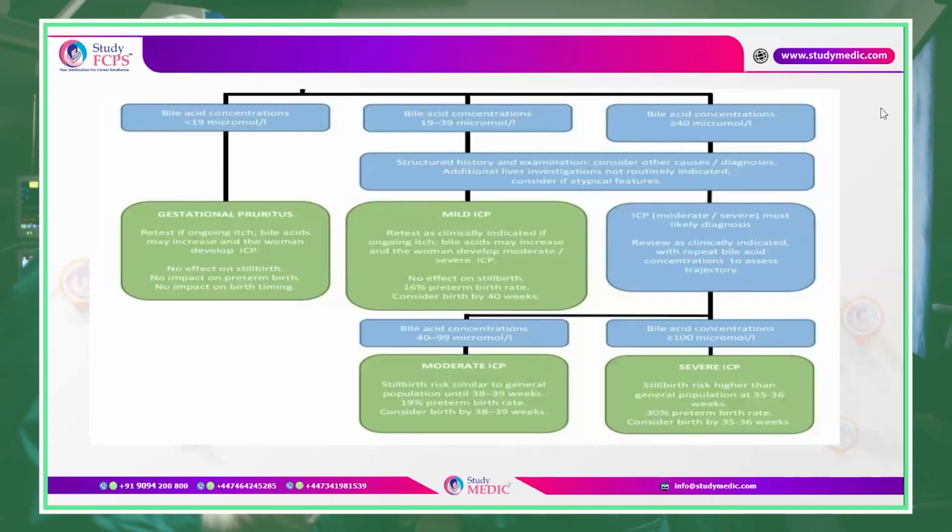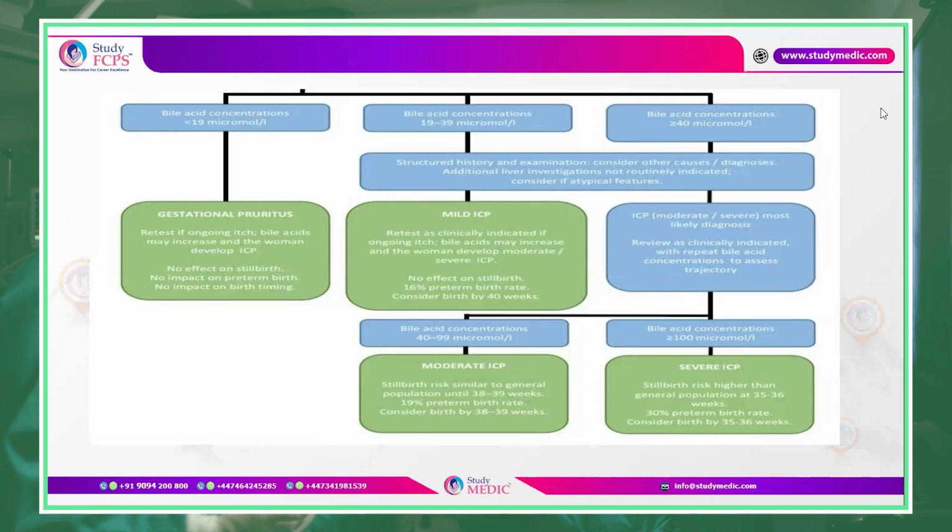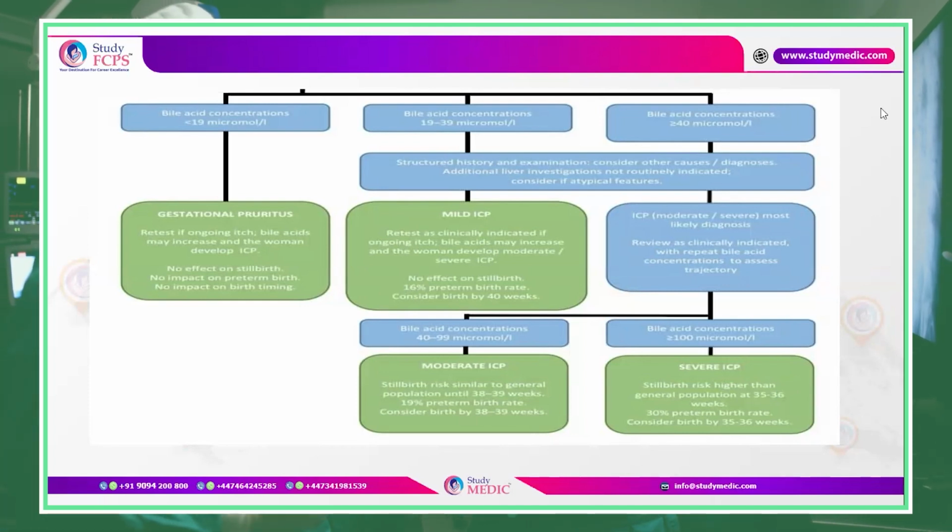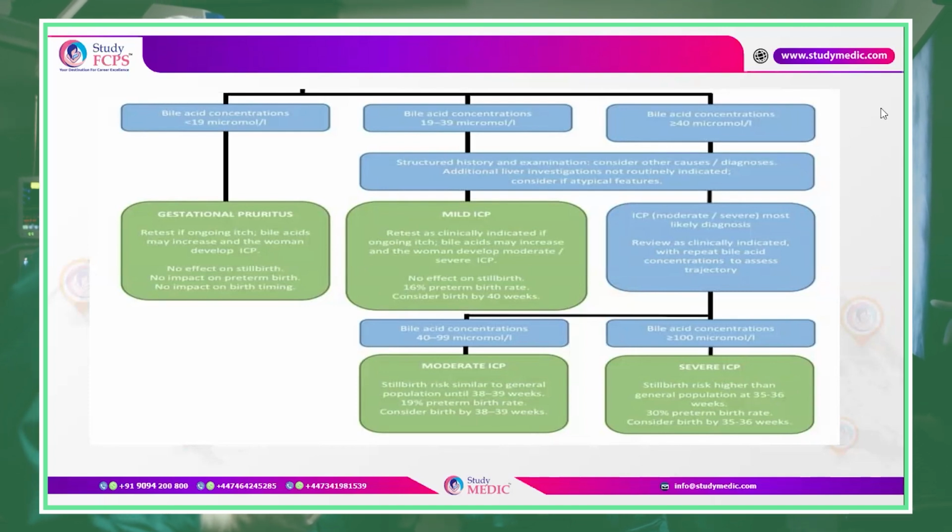But if the patient comes to lie in the category of moderate or severe, then we have to review the patient clinically and we have to repeat the bile acid concentrations to assess the trajectory. That means whether they are rising, at a plateau, or declining. If the bile acid concentration ranges between 40 to 99 micromole per liter, we will categorize the patient as moderate intrahepatic cholestasis of pregnancy.